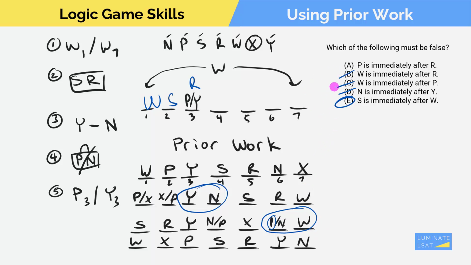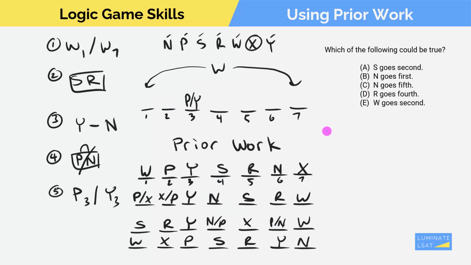But then you have to balance that approach with other problems where maybe none of your prior work would have helped you eliminate these answers, or maybe it would have only helped you eliminate one answer, and then you're still stuck with evaluating the answer choices. Maybe the prior work just got in the way. So that's why when you're doing games on your own and redoing games, pay special attention to how you use prior work so you can develop a method that works for you. Go ahead and try this last problem on your own.